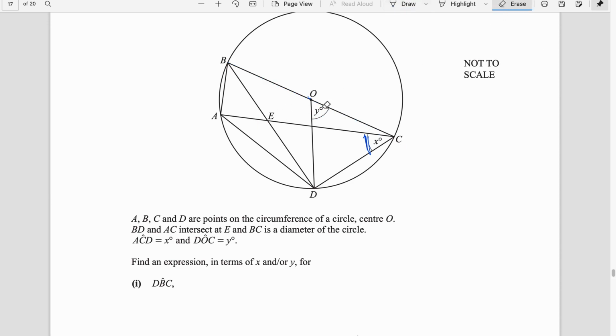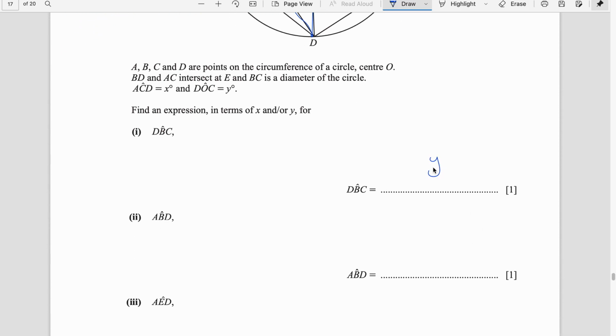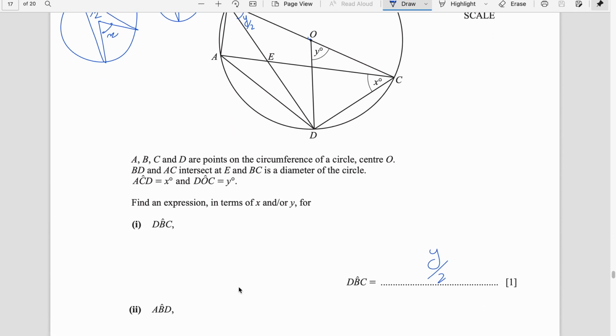Now let's have a look at this. DBC. DBC is basically this property, which is angle at center is twice the angle at circumference. So if this is X, this is half of it. If this is X, this is half of it. So we have Y, and this should be half of that, which is Y by 2. And I'm writing my answers on the shape, which may be helpful in next parts.